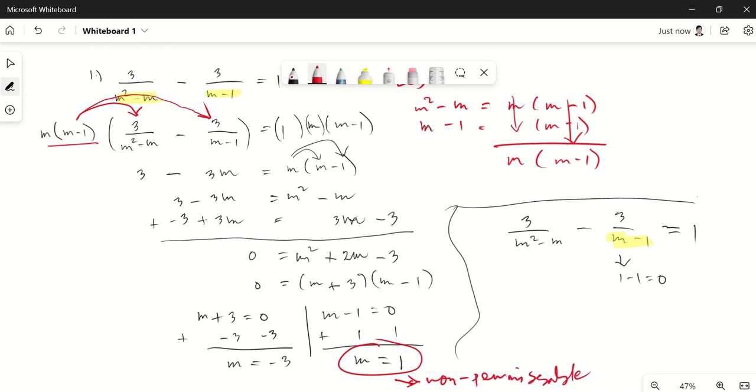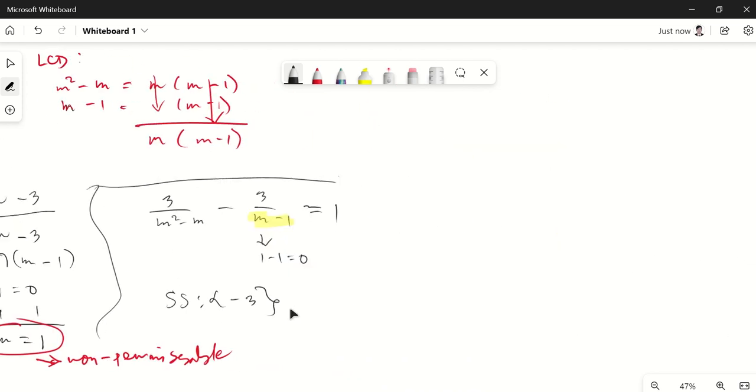In the examination you will be asked either what is the non-permissible value or what is the solution of the equation. If the question is what is the solution of the equation, your answer would be negative 3. But if the question is what is the non-permissible value, that is, if you solved and got those values but it will not make the equation true, then that is the non-permissible value. So the solution set here contains negative 3 only. Okay, let's proceed to number 2.